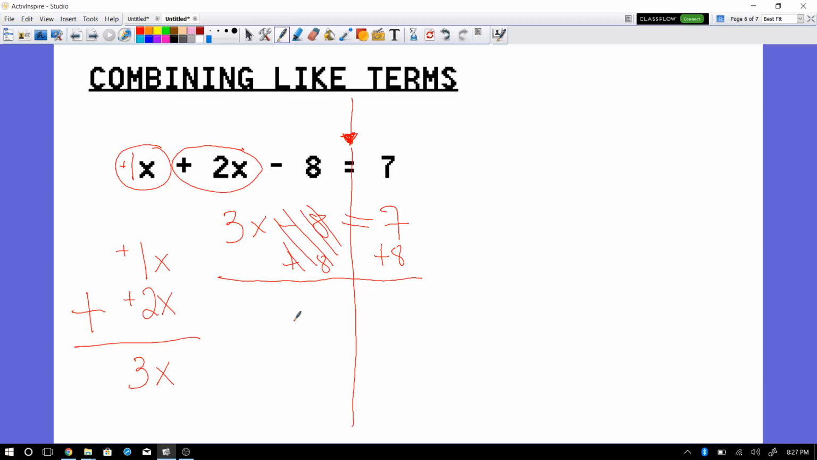I'm going to drop down that 3x. And 7 plus 8 is 15. Now we're down to a 1-step equation. A number next to a letter or a coefficient next to a variable always means multiplication. So that means we're going to do division.